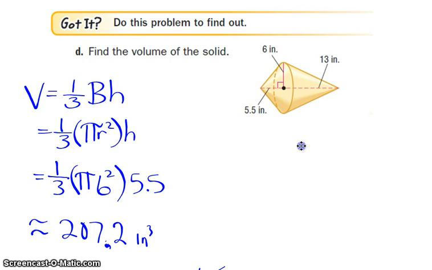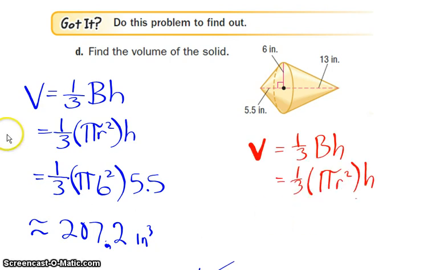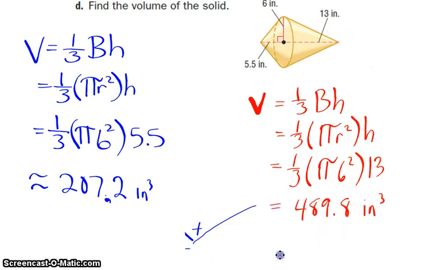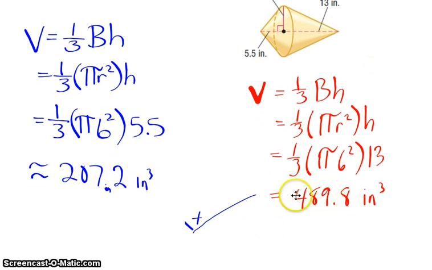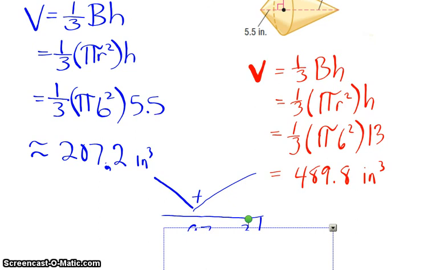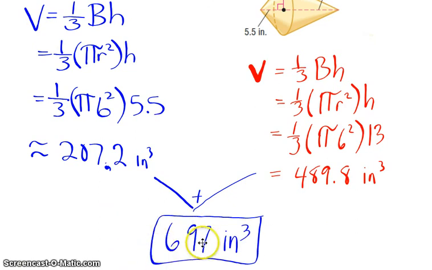Now your bigger cone, okay, there's our generic formula. There's our more specific. And then we plug in what we know. The radius is still 6, that didn't change, but the height changed. It's 13. So we get a total here of 489.8. So what we need to do then is add these 2 values together for your composite figure, and you should end up with around 697.